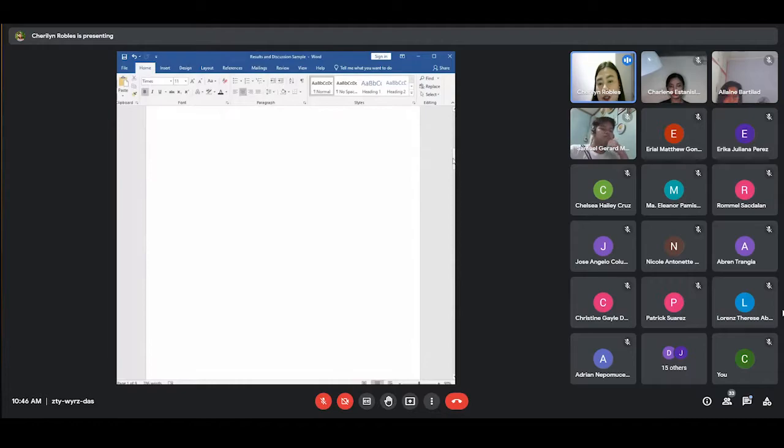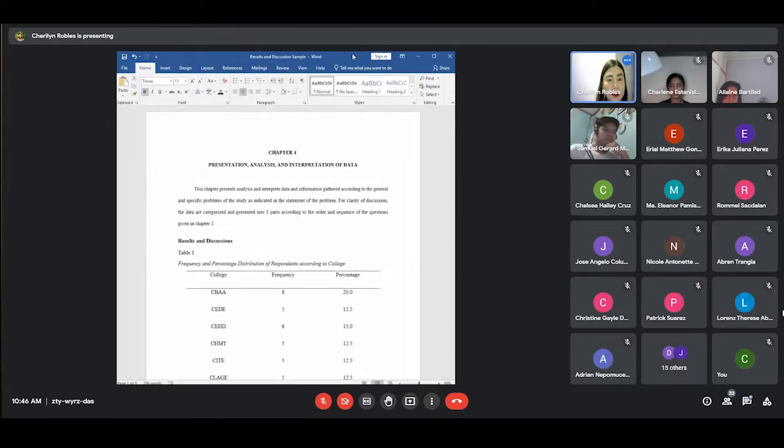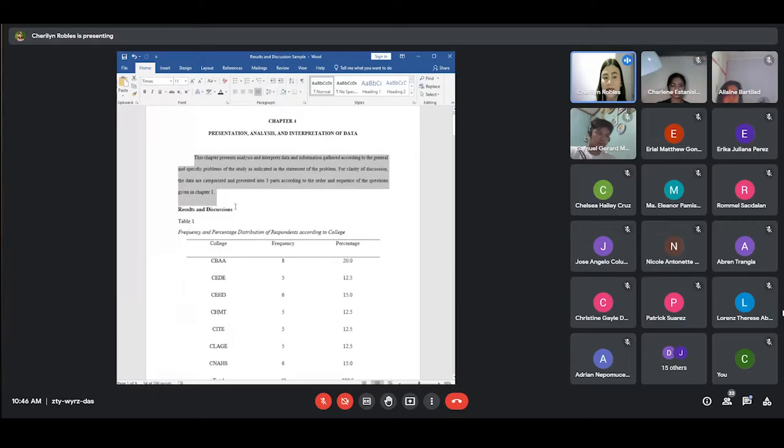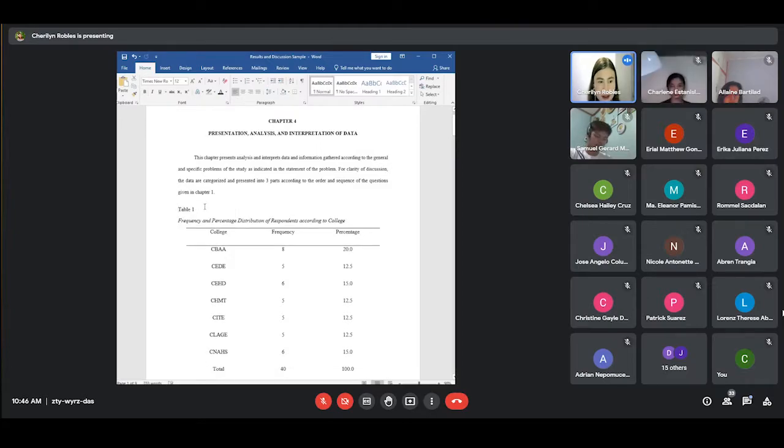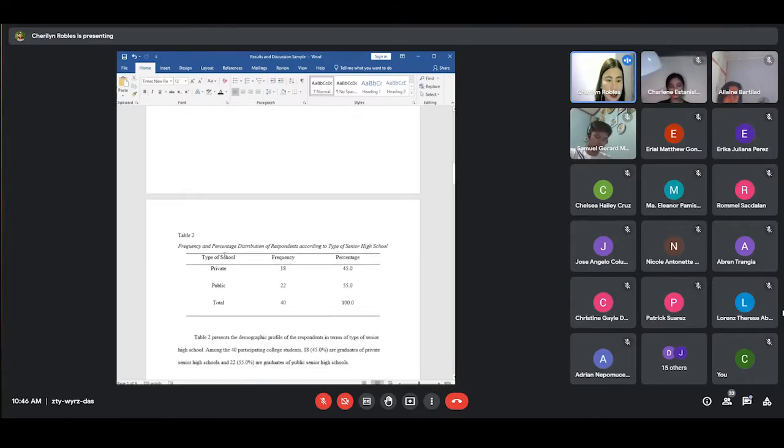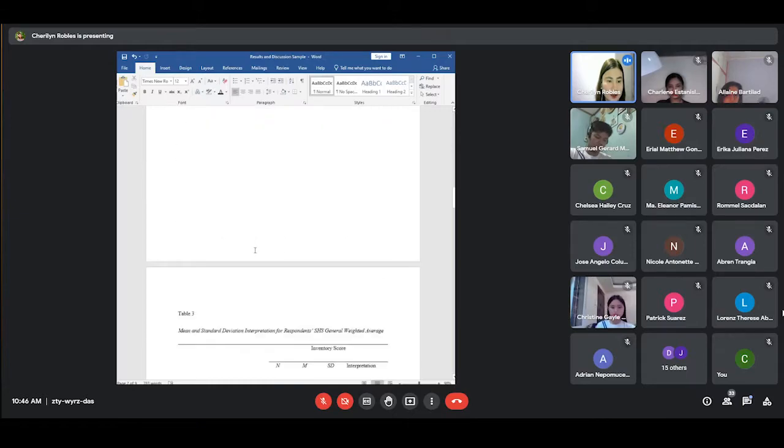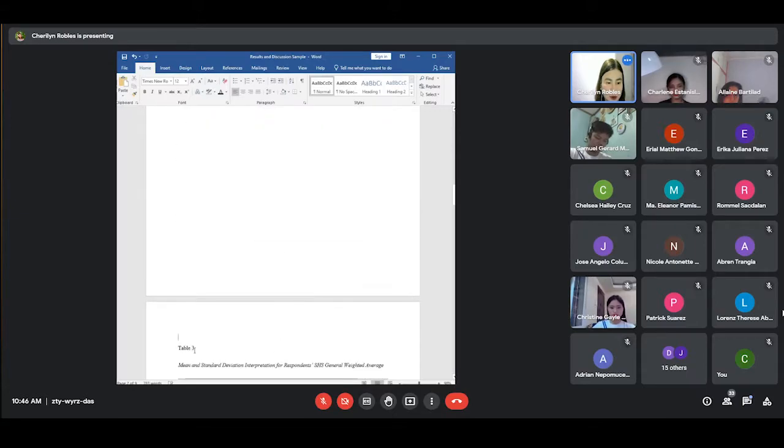Okay. So for your chapter 4, guys, this one. We will use this format. Again, for your chapter 4, we will use this format. First, introduce the content of chapter 4. Second, label it results and, sorry for this one, do not place it here. Just place it after the frequency and percentage distribution. So let's have here the results and discussion.